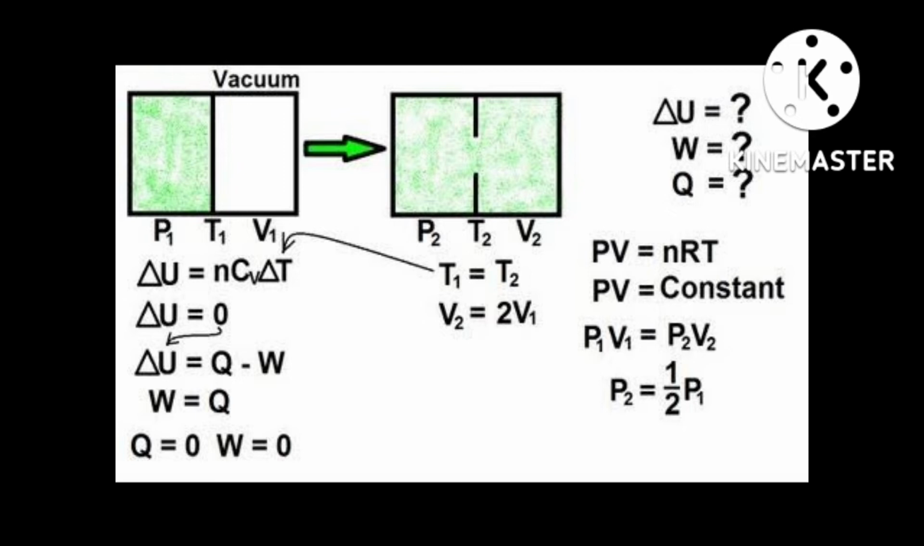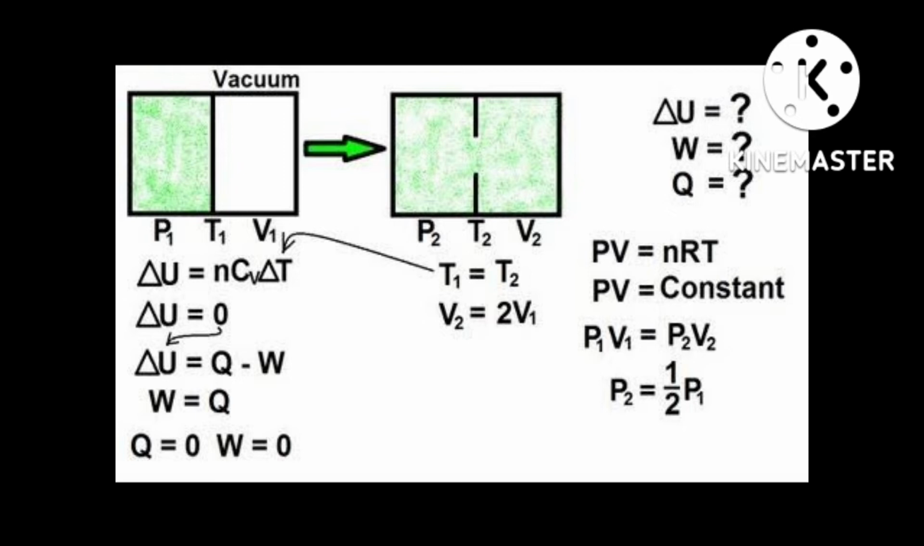Hence the first important relation: delta U is equal to 0 in case of isothermal and free expansion of an ideal gas. Wherever free expansion comes, think of the vacuum, and in vacuum pressure is 0, so no work is done. All things are 0, so in this case delta U will also be 0. Keep in mind.